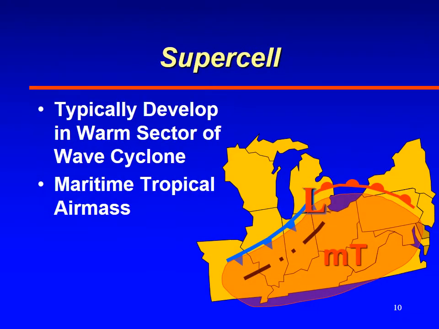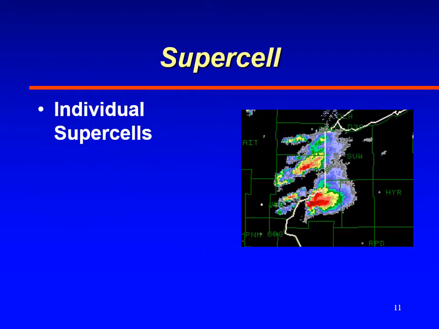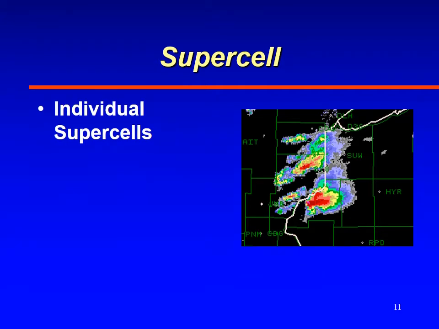Of course, supercells develop in the maritime tropical air. That's out ahead of a cold front, but behind the warm front. You get moist air there. And supercells can be individual or discrete, all by themselves. Here you see one by itself, but there is one just to the north of it. This is the one that went through Siren, Wisconsin years ago and tore up the town.